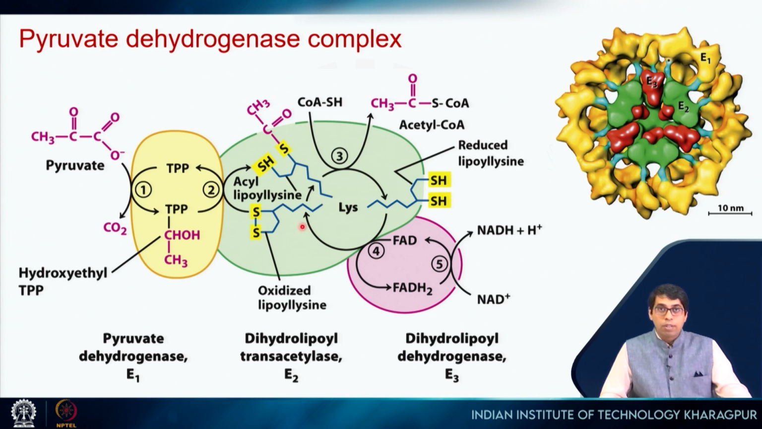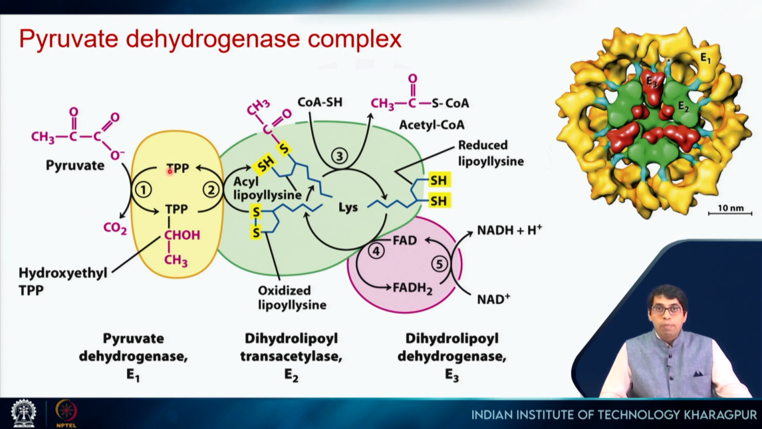Now, this reduced lipolysine has to be regenerated into the oxidized form. That is done by FAD. So, FAD gets reduced to FADH2 and this reduced lipolysine gets oxidized to oxidized lipolysine, right. So, now it is again ready for the next round of the reactions. FADH2 is the one which has ultimately accepted the electrons that have been released by pyruvate. Now, it will hand over the electrons to NAD plus and it will itself get regenerated. So, this is the E3 complex and NAD plus gets reduced to NADH. So, this is done by the third enzyme, right.